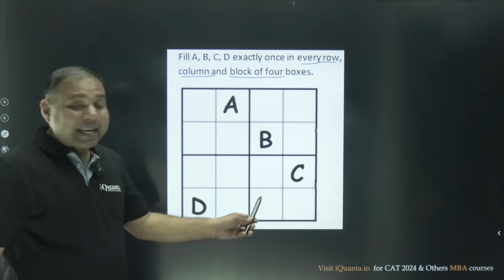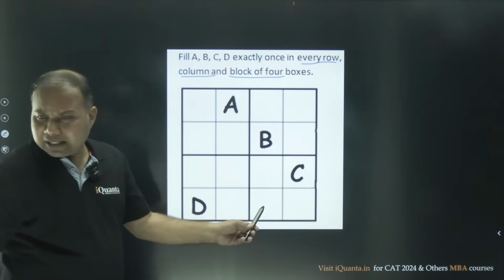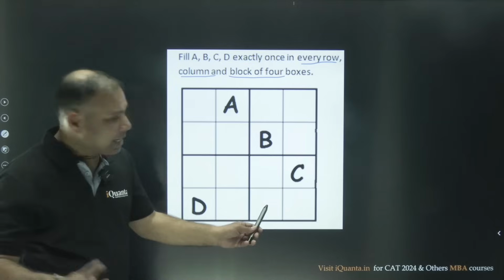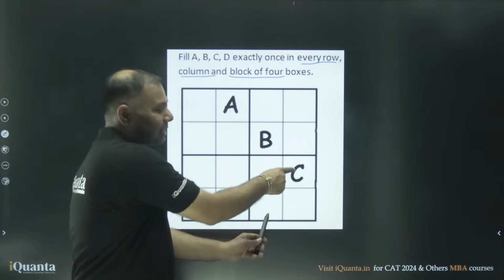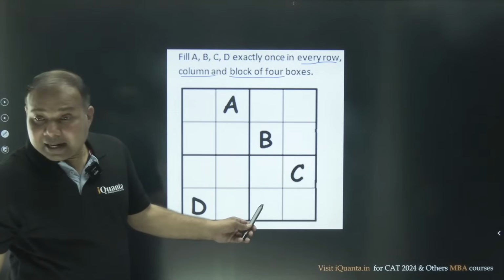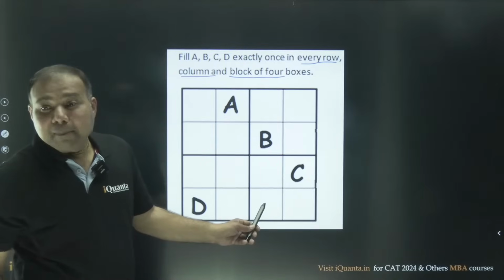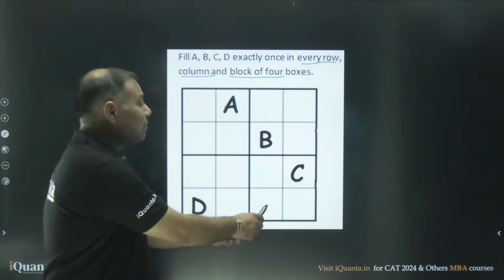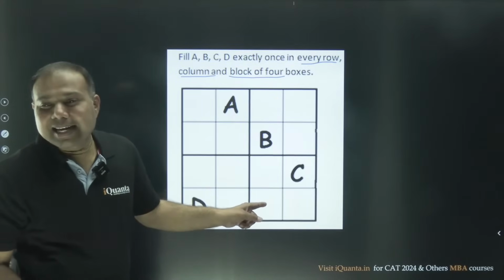Now can I fill C here? In this same cell, can I fill C? C will not be there, right? Why? Because C is inside this block of 4 boxes. C is already there. So C will also not come. Can B be filled here? B will also not come. Why? Because B is already there in this column. So what is left here? It can be filled by A.